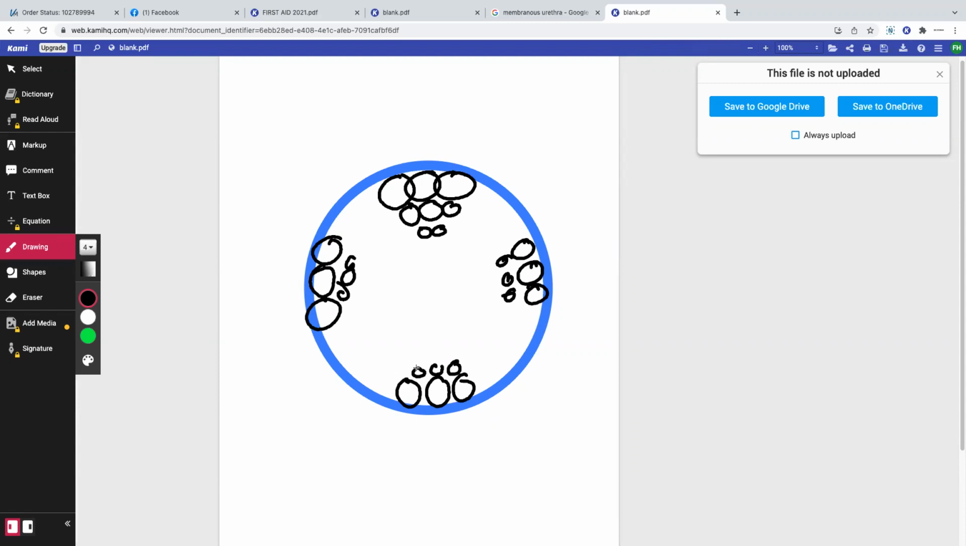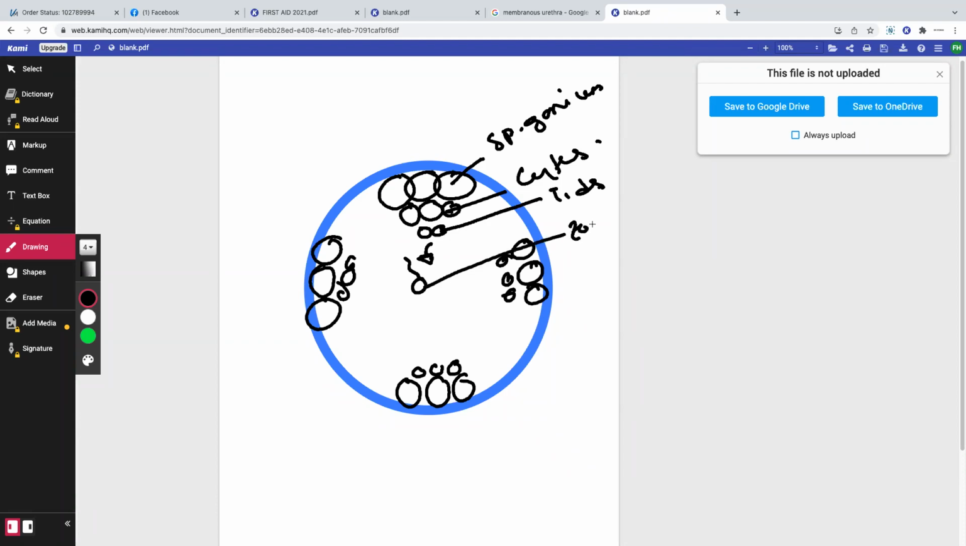So these are your cells. Now, what are these cells? These cells are the big ones. They're usually called spermatogonium. The ones that are inside over here, they're called spermatocyte. The ones that are here, they're called spermatids. And the ones that are released in the tubule, they're called spermatozoa. So spermatogonium, spermatocytes, spermatids, and spermatozoa. So that's that.